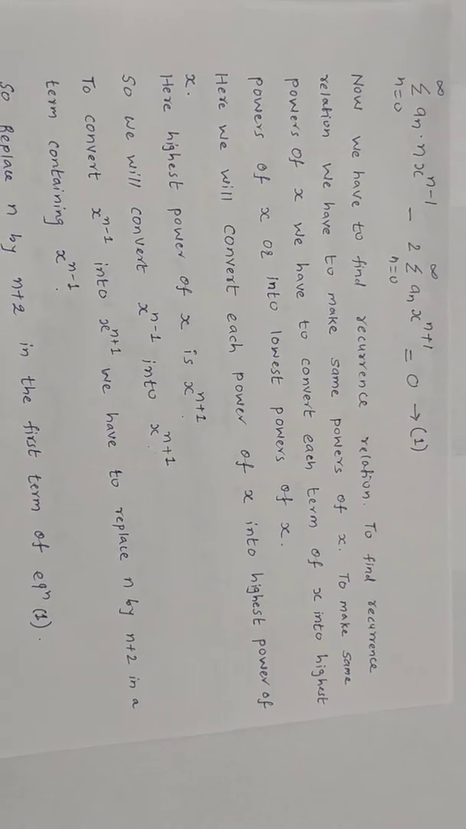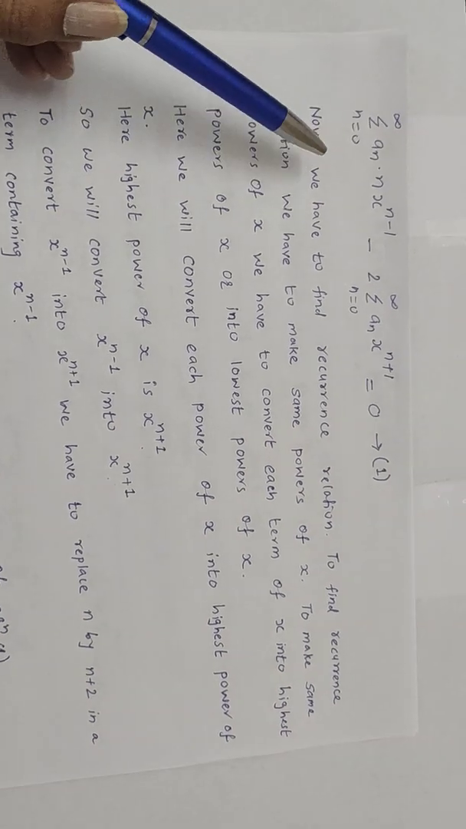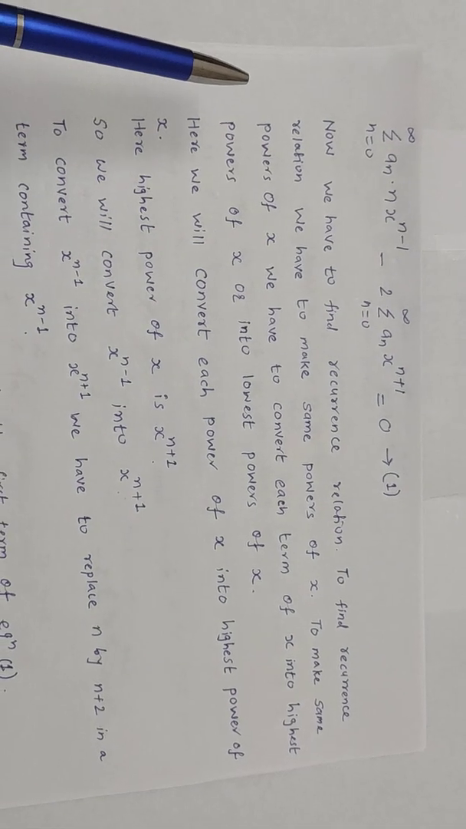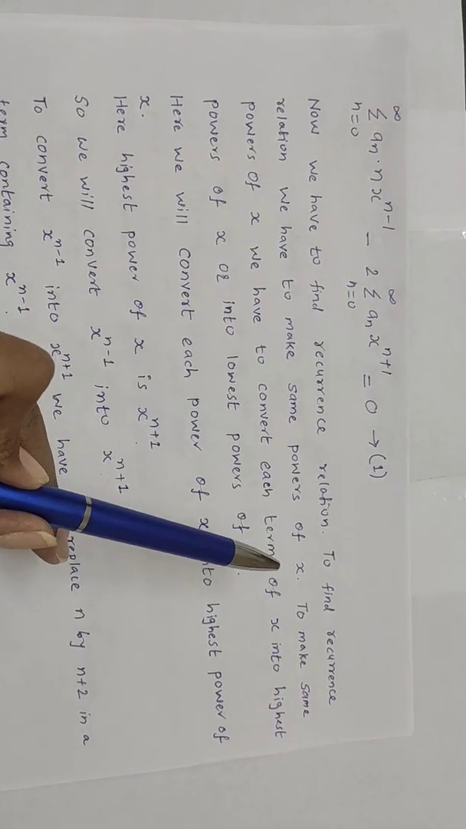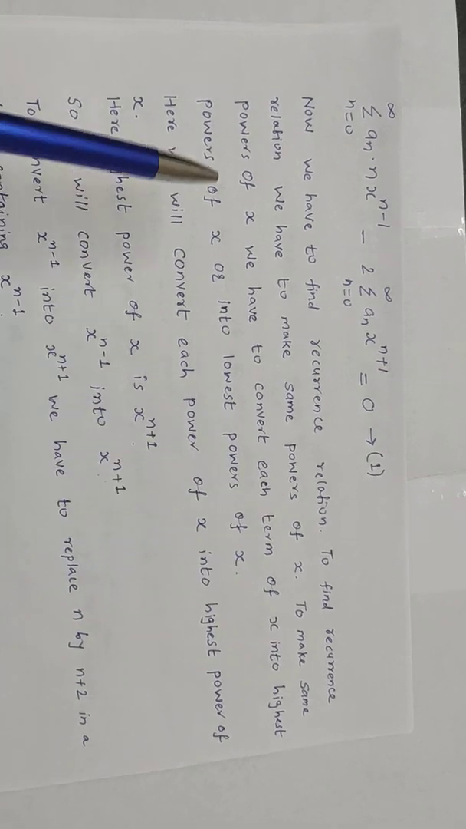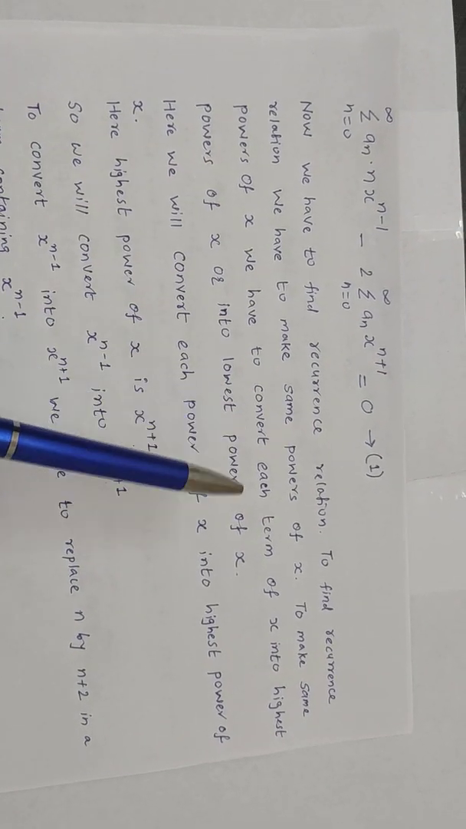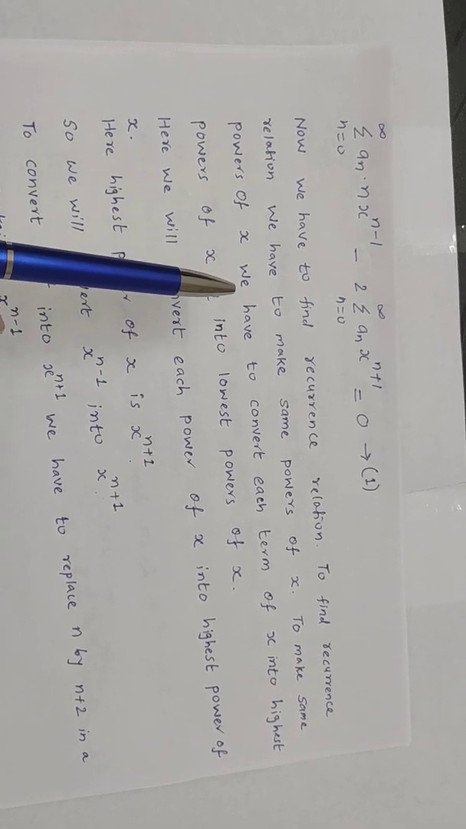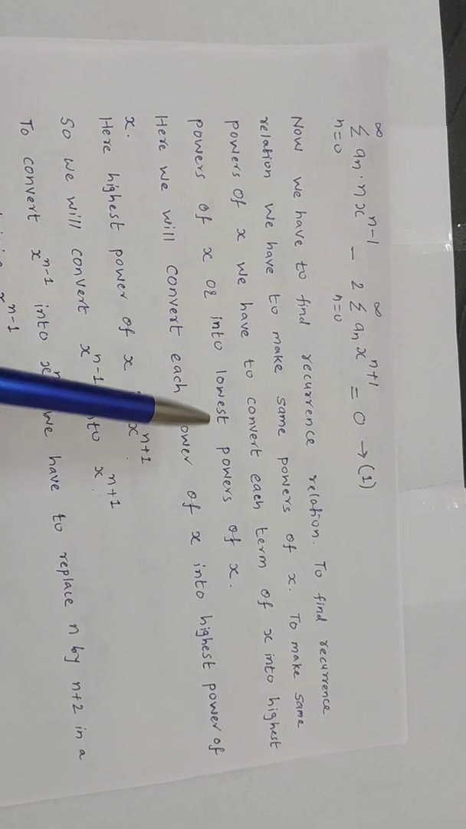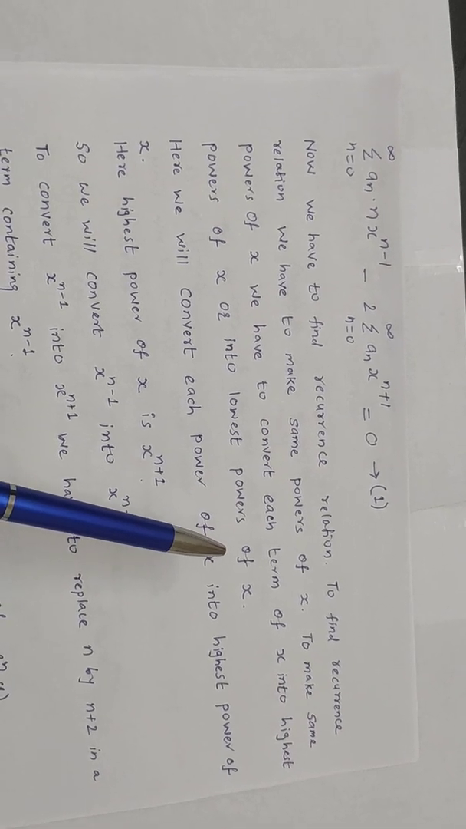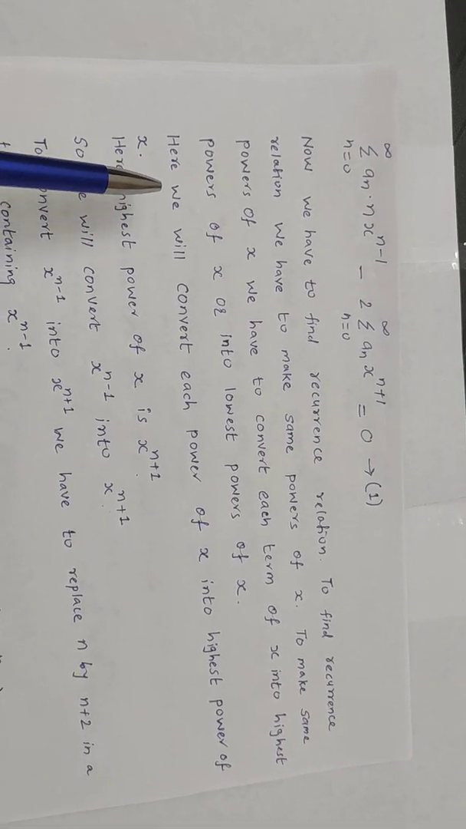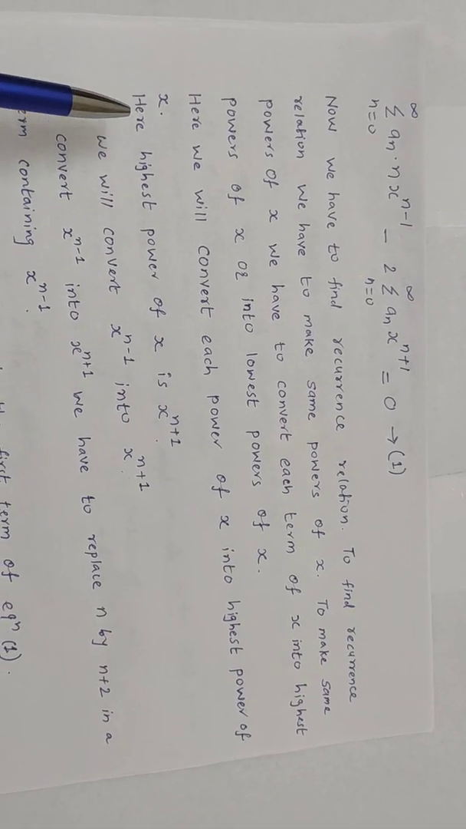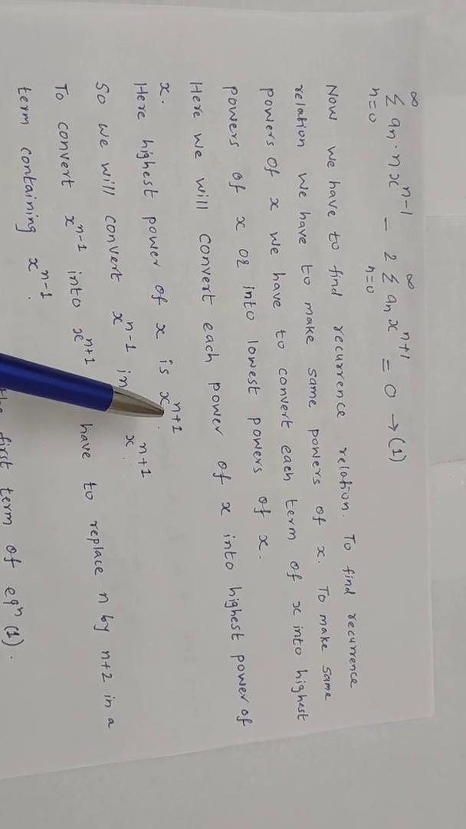Now we have to find out the recurrence relation. To find recurrence relation, we have to make same powers of x. To make same powers of x, we have to convert each term of x into highest power of x or into lowest power of x. The choice is yours. Here we will convert each power of x into highest power of x. Here the highest power of x is x raised to n plus 1.